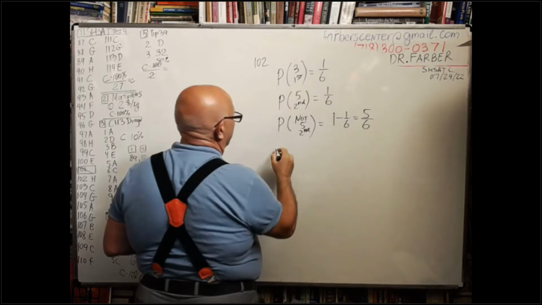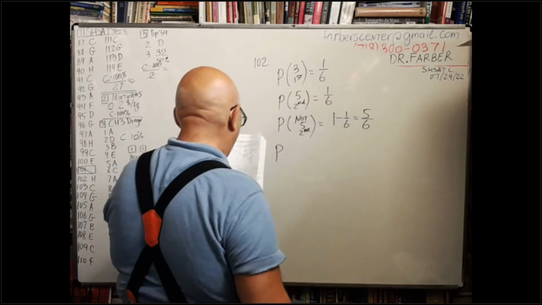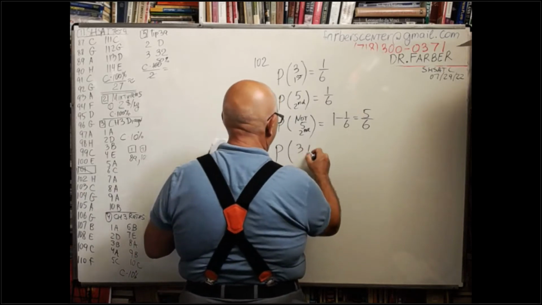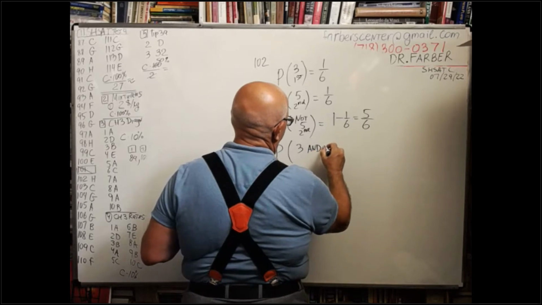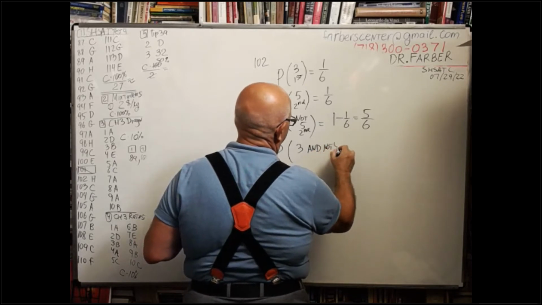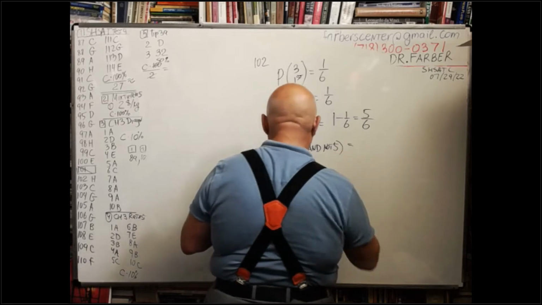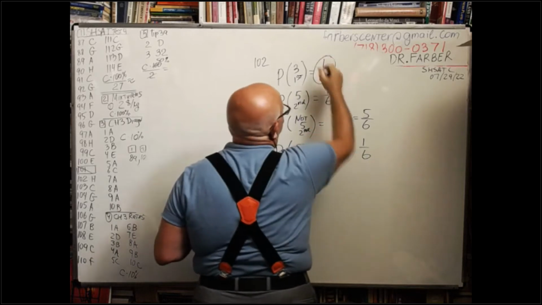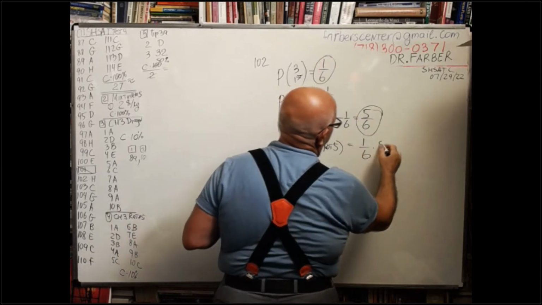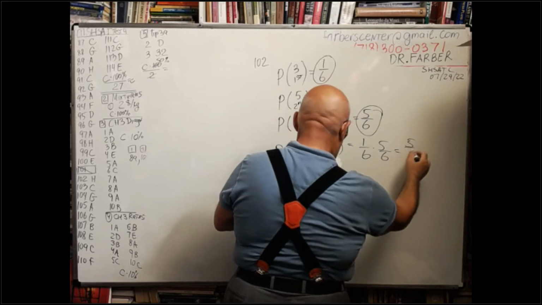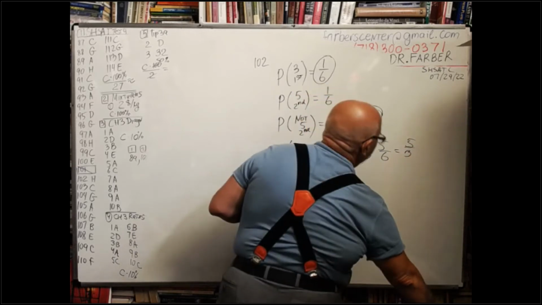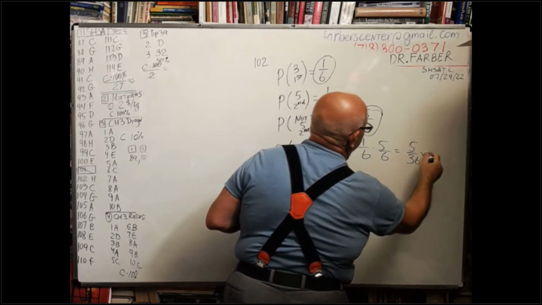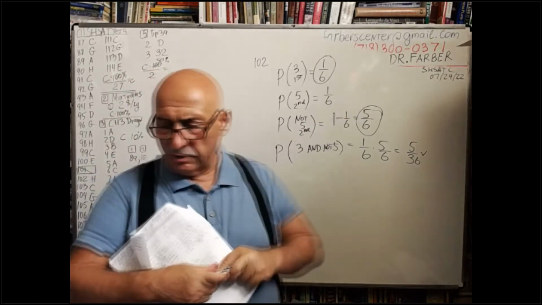And finally, what do they ask you? Probability of getting 3 and not 5. And not 5. So if you have "and", it's always a product. You have 1/6, this one, multiplied by 5/6. It will be 5 over 36. We did many times. These are Google-type questions, just practice more.